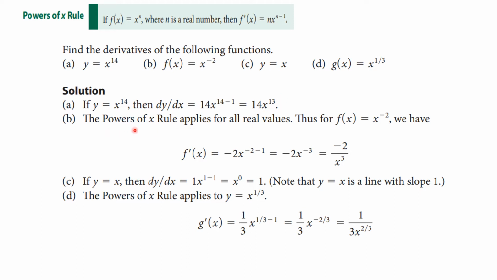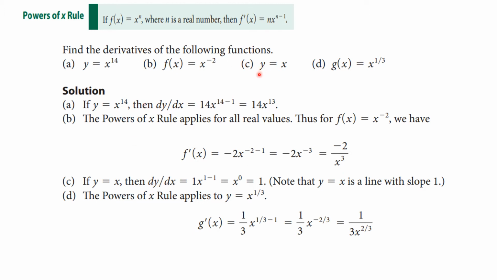The powers of x rule applies for all real numbers. For example, for the second example, the function f(x) is equal to x to the power minus 2. How can we find the derivative of that function? Here n is negative 2, so we have to bring the negative 2 in front first, minus 2, then x to the power minus 2 minus 1. So it will be minus 2 x to the power minus 3, or we can write minus 2 divided by x to the power 3, because x to the power minus 3 can be written this way.